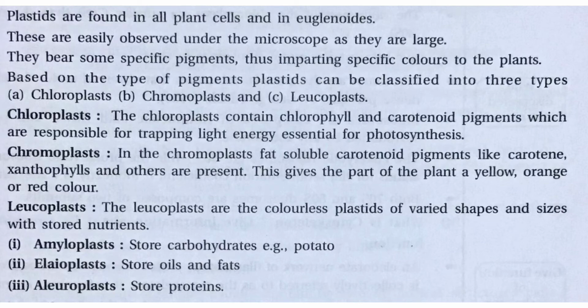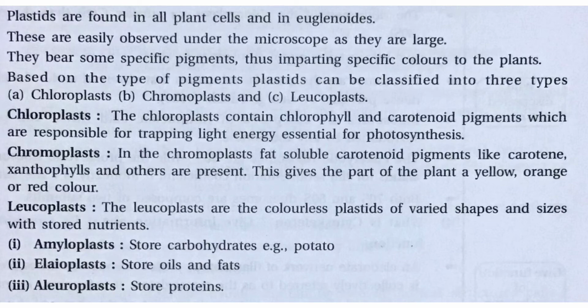Secondly, there are elioplasts, which are responsible for storing oil and fat like in groundnut seeds or every type of oily seeds. Thirdly, there are aleuroplasts. Mainly they are responsible for storing proteins. So protein containing seeds or protein containing parts store aleuroplasts. So in this way, three types of plastids are found in plants.